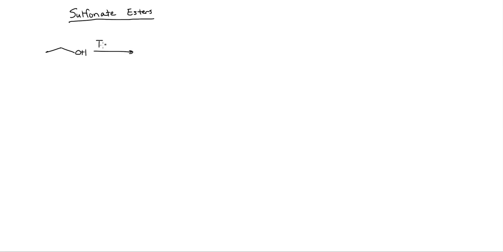So I can use something called TsCl. This is tosyl chloride with pyridine. And what this does is it replaces the OH with something called OTs. Okay, replaces OH with OTs. Now that we've seen that, I'm going to explain this a little bit more.